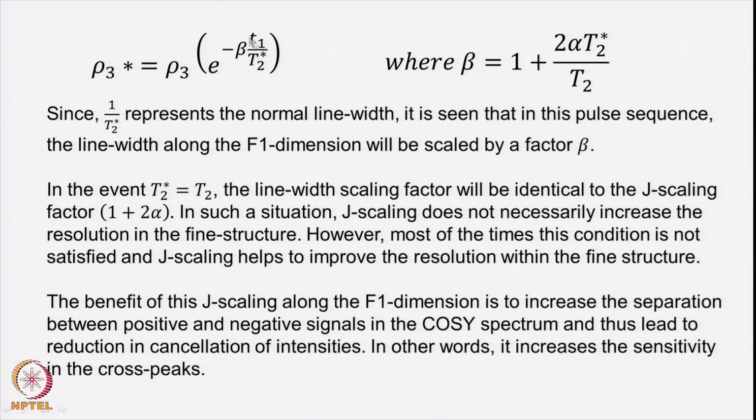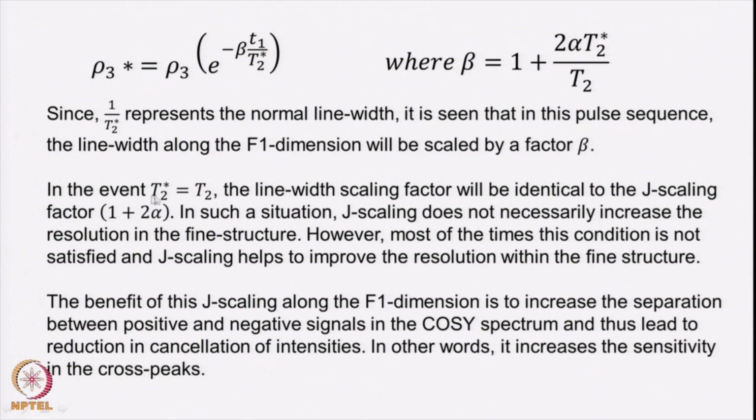What is the line width? The line width is 1 by T2 star. If you had simply e to the minus T1 by T2 star, then 1 by T2 star represents the normal line width. Now, that is multiplied by a factor beta. Therefore, the line width will appear modified, and along the F1 dimension the line width will be scaled by a factor beta.